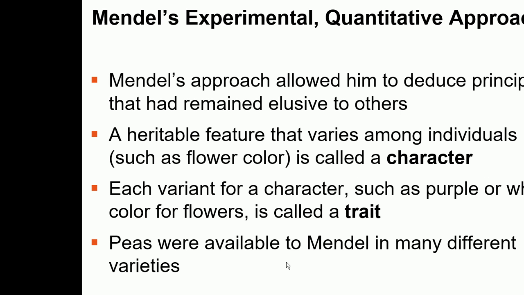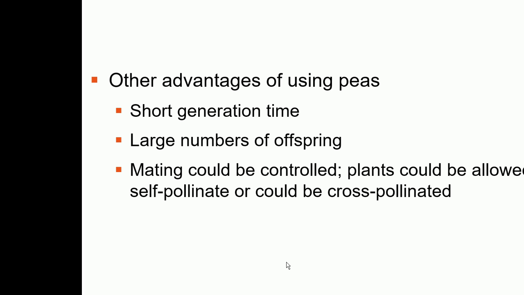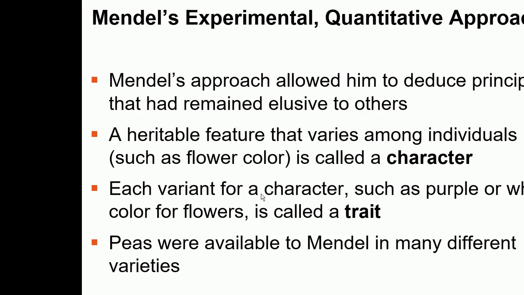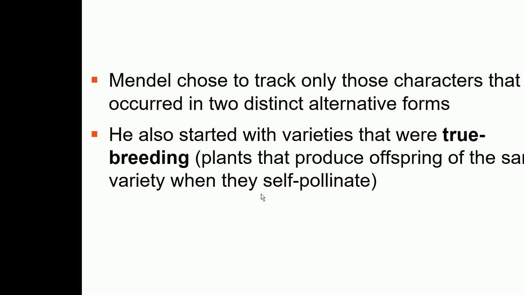he was using these peas, and there were many advantages. There are some characteristics of the peas which were very useful to Mendel, and those advantages of peas are they have a short generation time, they have a large number of offspring, and also with the pea plants the mating can be controlled. You can do self pollinations or cross pollination. So these are some of the advantages of using pea plants.